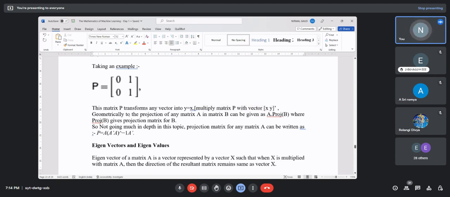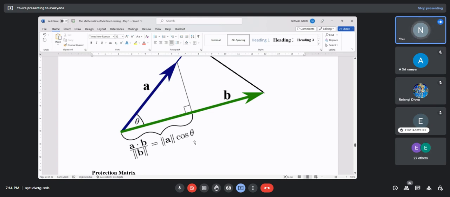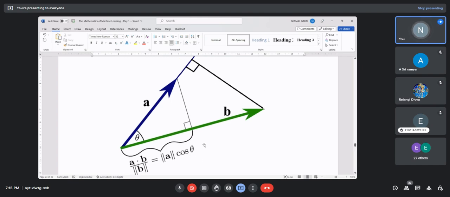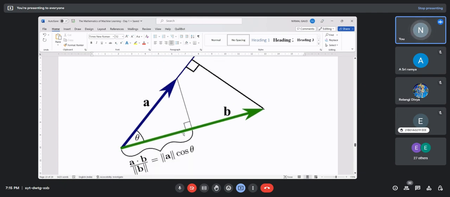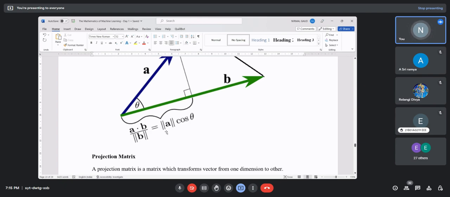Geometrically, the projection of A on B is given as A dot projection of B, where projection B gives the projection of matrix B. A dot project B means projection of B. That's what it means. Alright, so don't get too involved. Sir, is there any doubt or confusion? This is what my thing is: to simplify the projection, I projected A on B, and this is the result I got: A dot B upon B equal to A cos theta.